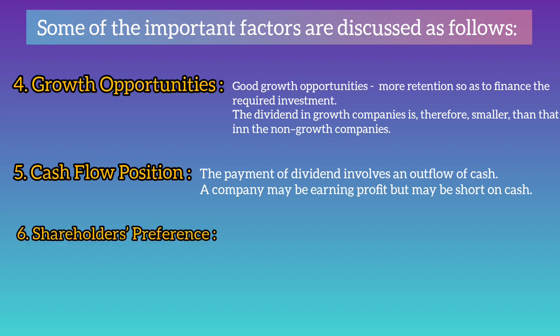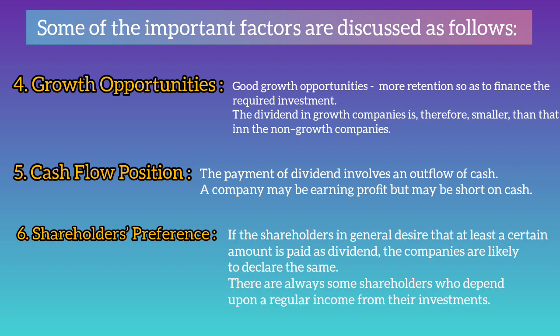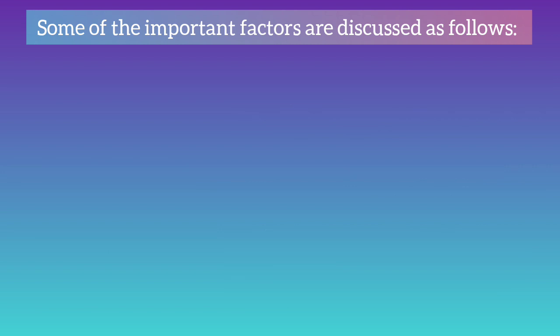Sixth is shareholders' preference. While declaring dividends, managements must keep in mind the preferences of the shareholders in this regard. If the shareholders in general desire that at least a certain amount is paid as dividend, the companies are likely to declare the same, as there are always some shareholders who depend upon regular income from their investments.